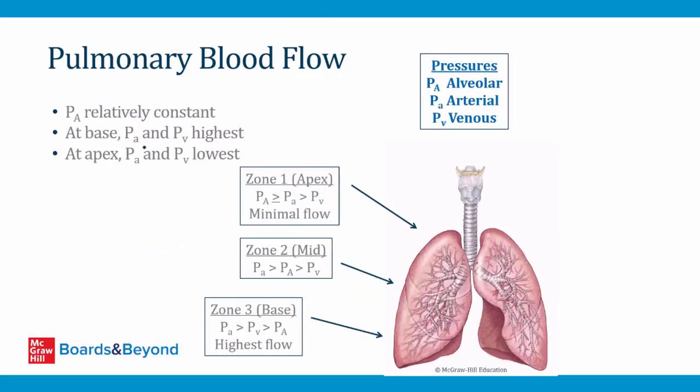And so just like we saw earlier when we were talking about ventilation and perfusion and VQ ratios, pulmonary blood flow through the pulmonary capillaries also varies by zones of the lung. So to understand this, you first have to appreciate the basic principles here.